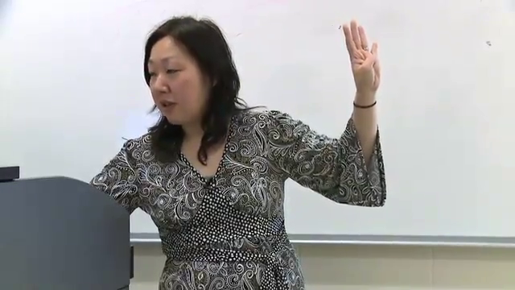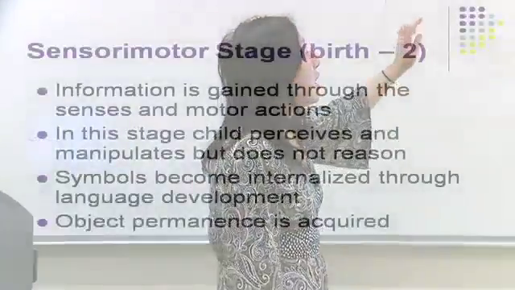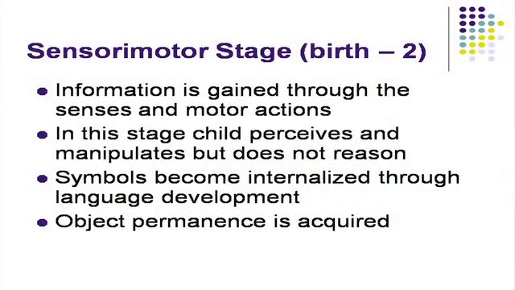Sensory motor stage is the first one, birth to 2. Information is gained through the senses and motor actions. So in this stage, child perceives and manipulates but does not reason yet. You see the kids having a toy, they manipulate but they cannot reason why the toy is working that way. The same thing with the language too, all right? And same thing about the thinking process too. So in this stage, symbols become internalized through language development too.